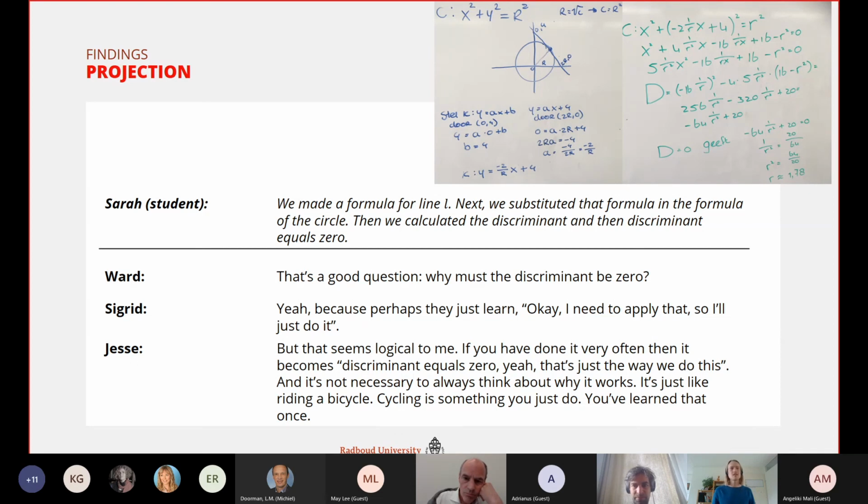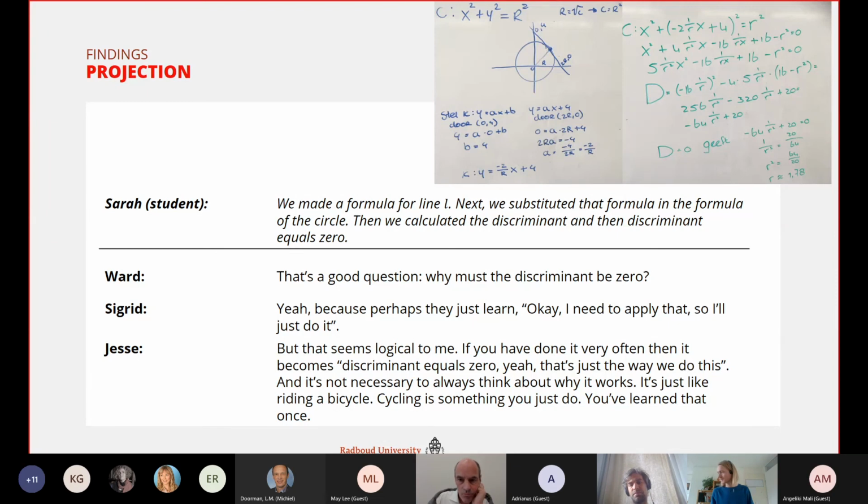And another teacher says, that seems logical to me. If you've done it very often, then it becomes discriminant equals 0. Yeah, that's just the way we do this. And it's not necessary to always think about why it works. It's just like riding a bicycle. Something you just do. You've learned that once.